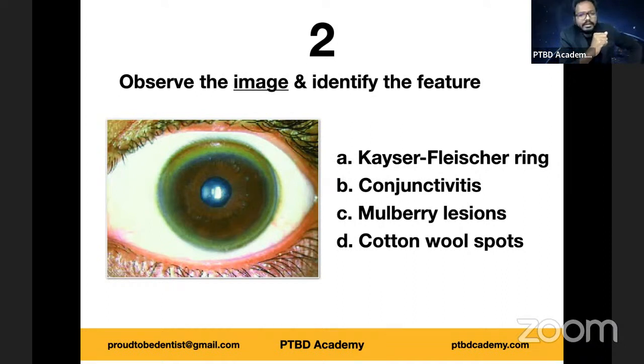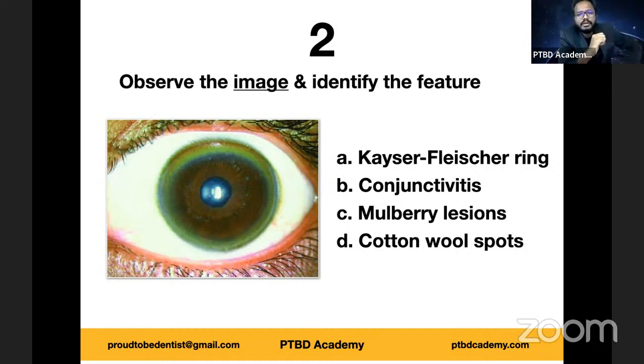Good. So second question: observe the illustration and identify the feature. You can clearly see it's a fundoscopic ophthalmic examination. In this particular image, what do you find? What's the abnormality that you're looking at? I'm giving you a hint that there is an abnormality. Is it conjunctivitis, Fleischer ring or KF ring, mulberry lesions, or cotton wool spots? If you remember, we have seen cotton wool spots in one of the previous discussions on fundoscopic examinations, in diabetic retinopathy and hypertension associated retinopathy. We have seen cotton wool spots in that particular context.